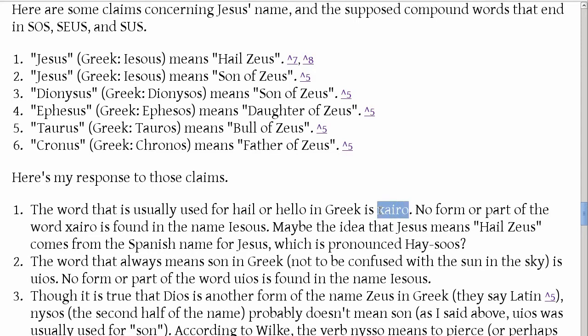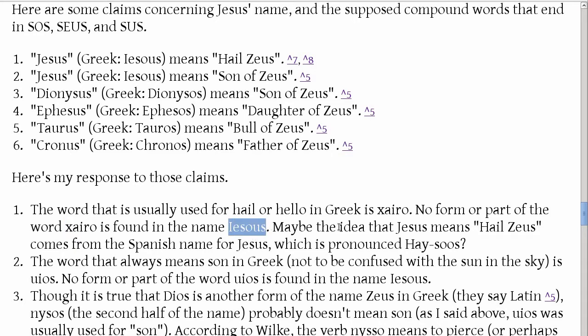Now, if you were to look up chairo in the Greek dictionary, it means rejoice, but it was used as a greeting like our hello, kind of equivalent to good day. In English we say good day or good morning. They said rejoice. No form or part of the word chairo is found in the name Jesus. You can compare it for yourself, English characters, but Greek word, it's not in there at all.